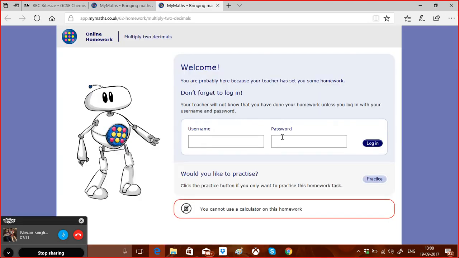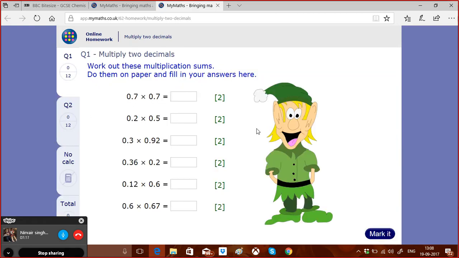I thought we had to multiply. Yes, in any way you can do that. So here is the multiplication of two decimals. So I'm opening that. Yes, 0.7 times 0.7. 0.49. Oh yes, fantastic. 0.49. Now next is 0.2 times 0.5.